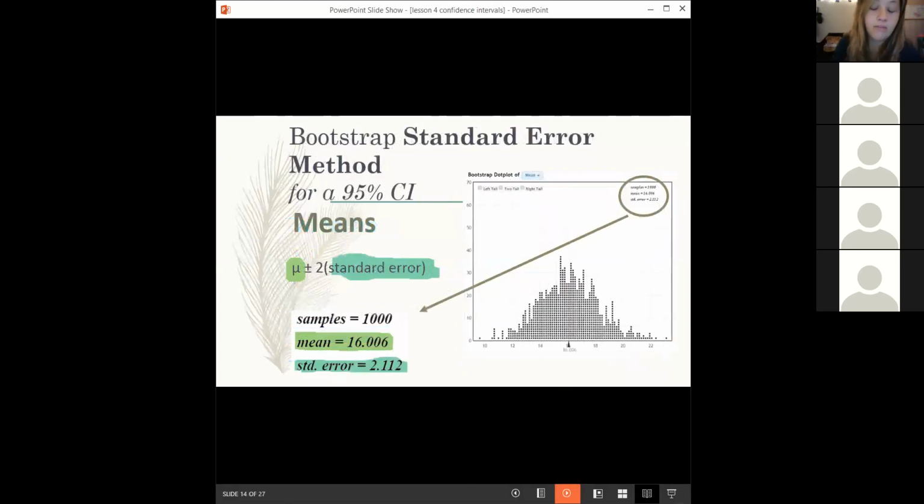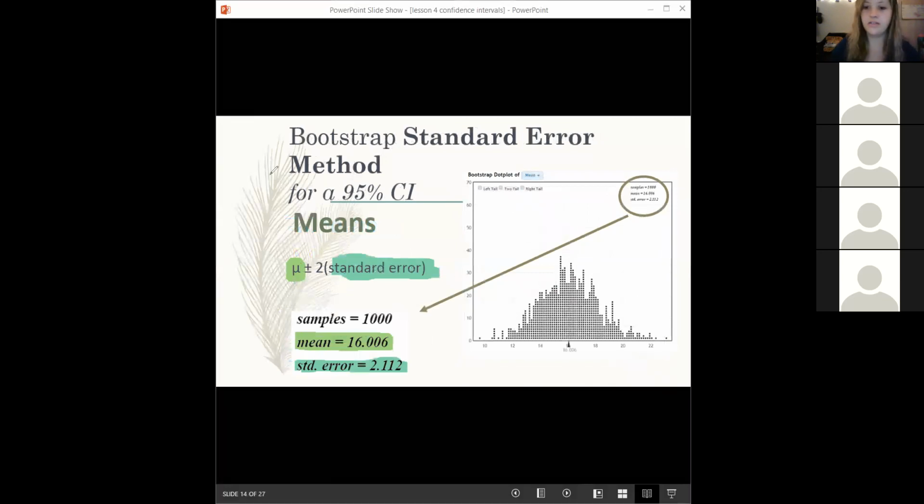Same thing here if we were talking about a mean. And once again, this is for the standard error method. As you can see, this is approximately normal. And so your mean here is what you plug into here. I'll just do an example to make sure this makes sense. If I were to go on StatKey and I have all this information, and I want to construct my interval, I would do 16.006 plus or minus, for a 95% confidence interval, 2 times my standard error. So that's how you would pull from this information to put it into this equation. So that's all that is.